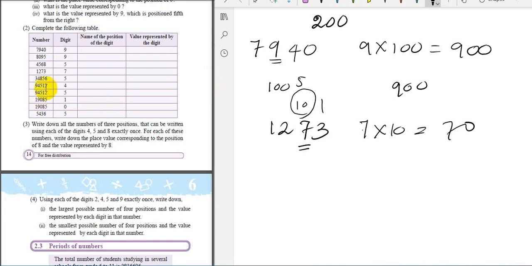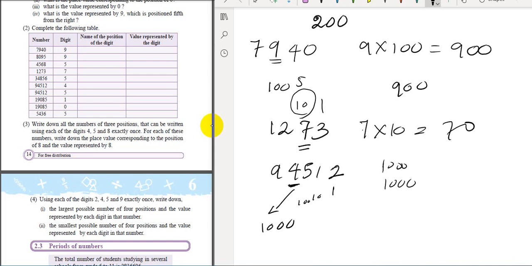Okay, what about this one? 94512. They are asking about the 4 here. This is ones, tens, hundreds, and this one is thousands. The position of the digit is thousands. How can we write the value? 4 means there are 4000: 1000, another 1000, 2000, 3000, 4000. The value of this digit is 4000.